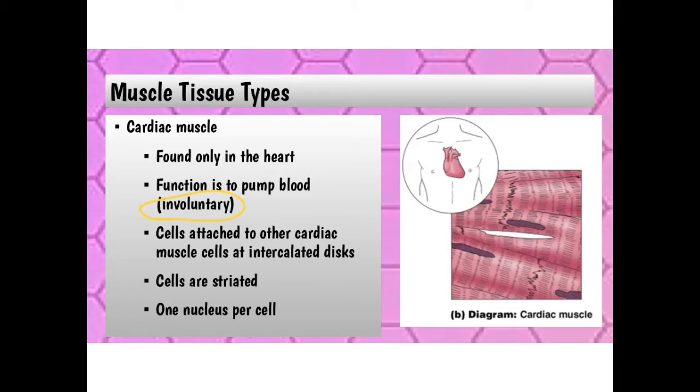Cardiac muscle cells attach to other cardiac muscle cells at what are called intercalated discs, and these intercalated discs make this striated banding pattern on cells. So these cells are also striated, but in comparison to skeletal muscle, they only have one nucleus per cell. Here we can see these zigzag structures. Those are the intercalated discs. The nuclei are still flattened, and we still have that banding pattern that skeletal muscles have, but the intercalated discs really make the bands visible.